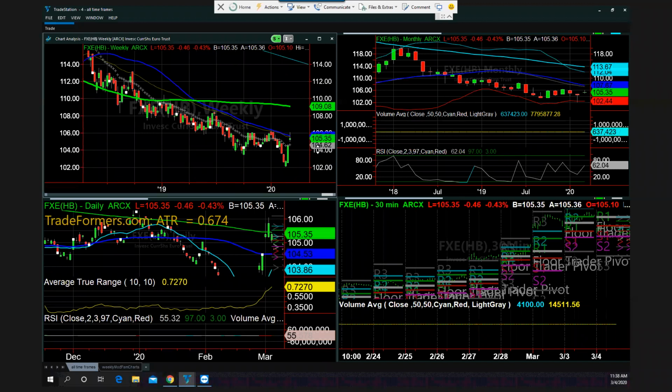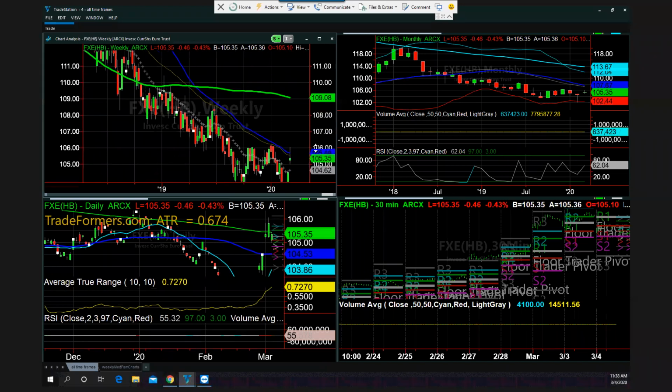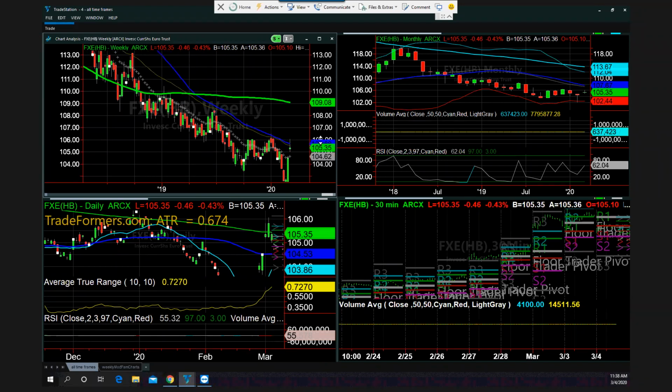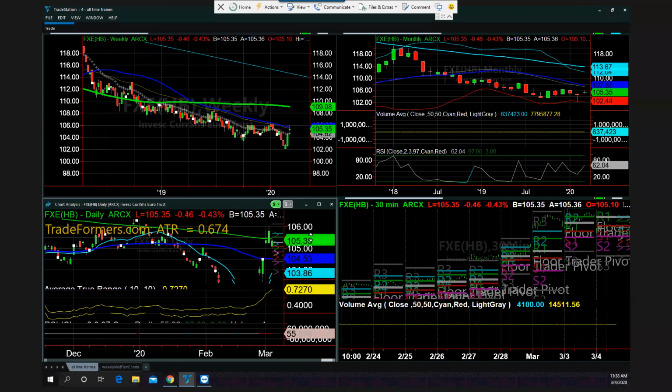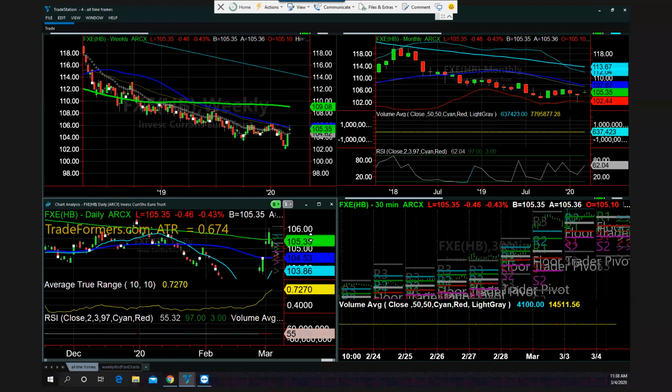If it can take out the 50-week moving average and close on a weekly basis over 105.70, then it's possible, with the dollar dropping and the rates low and commodities already showing signs of strength, that's going to be your best opportunity as we get into the second half, even if the rest of the market is selling off.